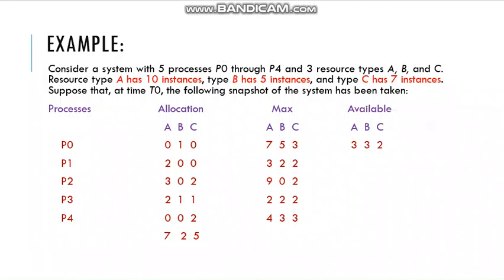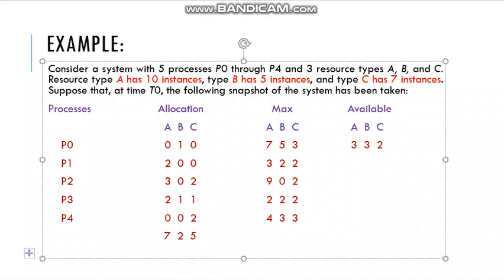So the system snapshot is at a random point at time t0. If it is not given, you can calculate it using this. So this much is available now.